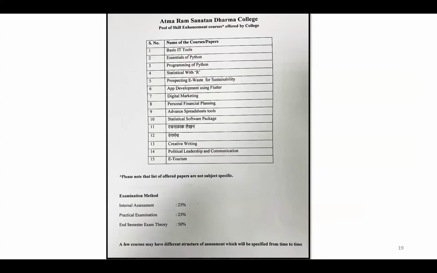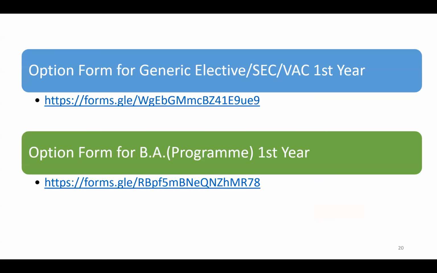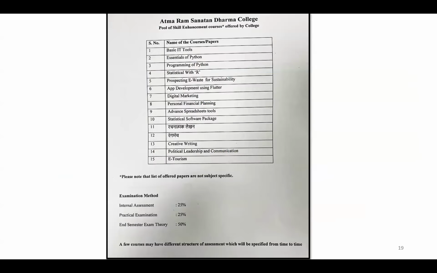Now we have three compulsory papers: VAC, SEC, and AEC. We already explained to you about the VAC and SEC. So the third one is AEC. AEC is compulsory for all science courses, whether you are admitted in honors courses or program courses, physical science. So you will study EVS, environmental science, in AEC. Thank you.